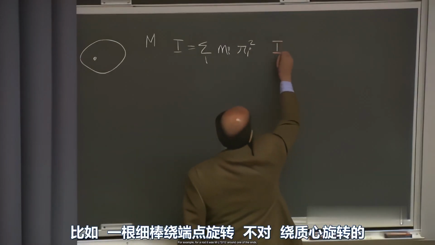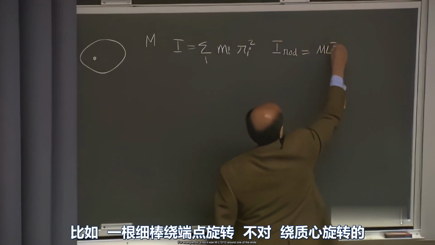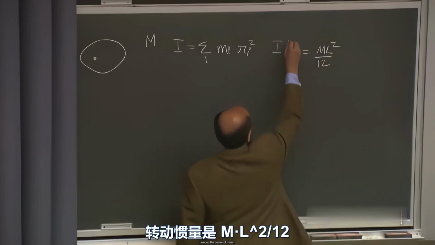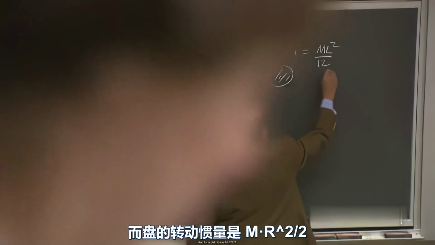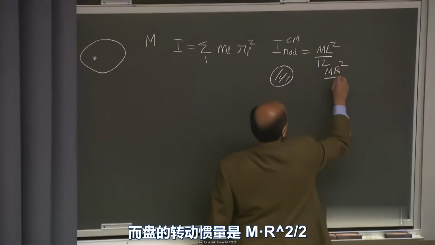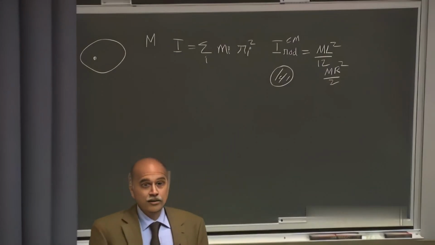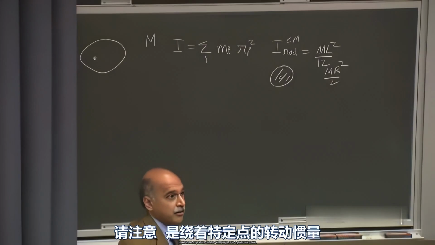For example, for a rod, it was ml squared over 12 around the center of mass, and for a disk, it was mr squared over 2. So every body has a moment of inertia. Here is the important caveat. With respect to a particular point, there is nothing called the moment of inertia, because depending on the point, these distances will vary.